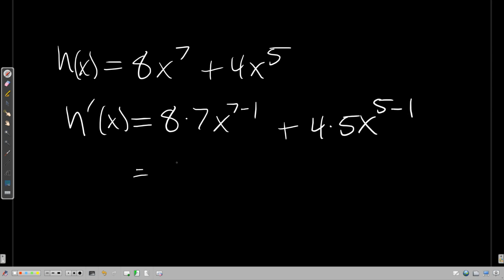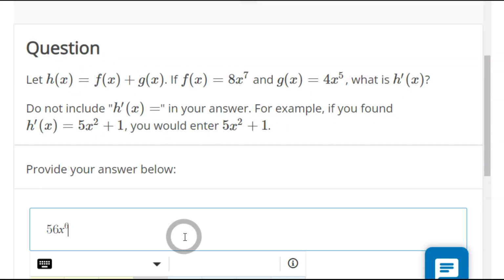Of course, you don't have to make all that writing if you get the hang of it. I'm just doing it for now because we are just starting out. So we get 56x to the 6th plus 20x to the 4th.